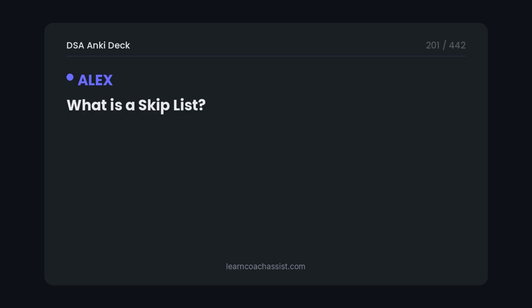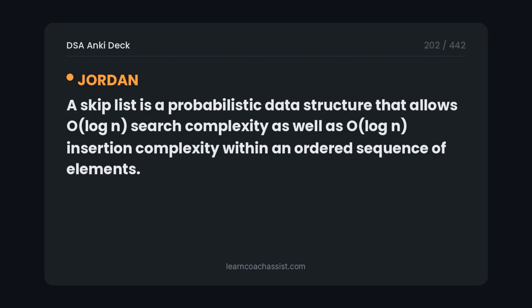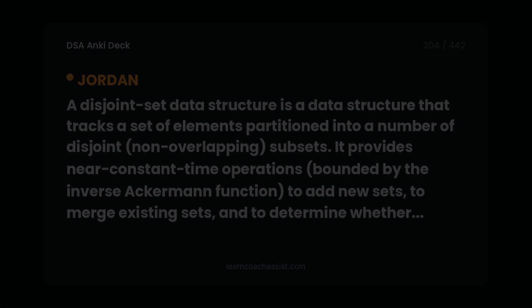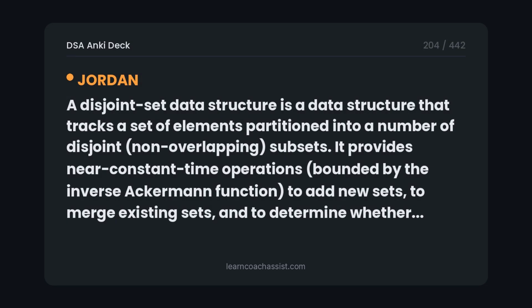What is a skip list? A skip list is a probabilistic data structure that allows O(log n) search complexity as well as O(log n) insertion complexity within an ordered sequence of elements. What is a disjoint set? A disjoint set data structure is a data structure that tracks a set of elements partitioned into a number of disjoint, non-overlapping subsets.